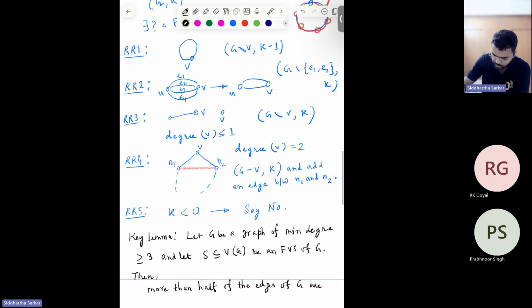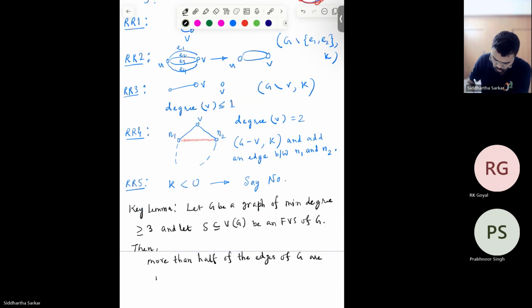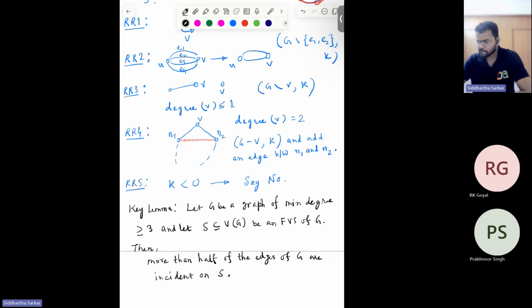Did I say X? I mean to say S. So what does it mean? It means that most edges are incident on S, so sort of going out. What does it mean, incident on S? More than half of the edges of G are incident on S. What does it mean? Something which is incident on S must have come from outside of S, so they should be going out of G minus S. So these two things are equivalent.